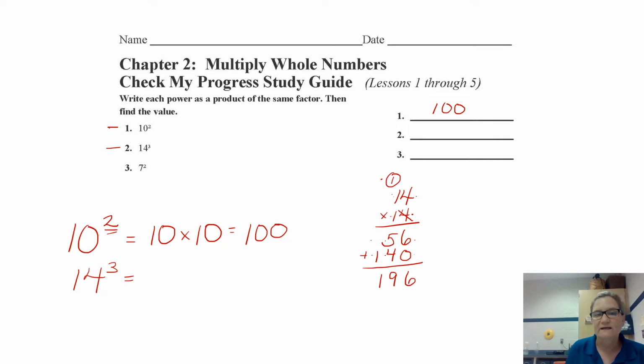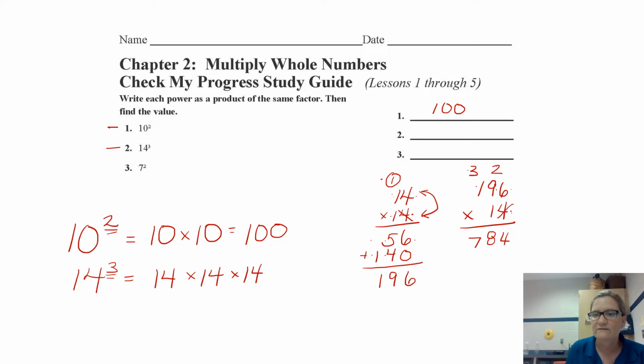Now we have to multiply it 3 times. So that would be 14 times 14 times 14. So we multiplied it twice, 14 times 14, but now I need to multiply it one more time. So we have 196 times 14. 4 times 6 is 24. 4 times 9 is 36. Plus 2, 36, 37, 38. Carry the 3. 4 times 1 is 4, plus 3 is 7.